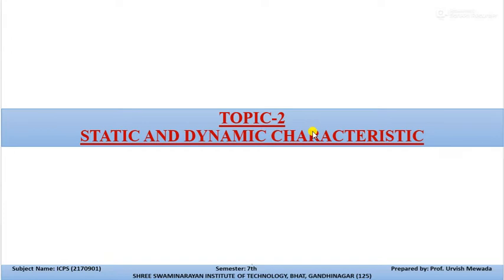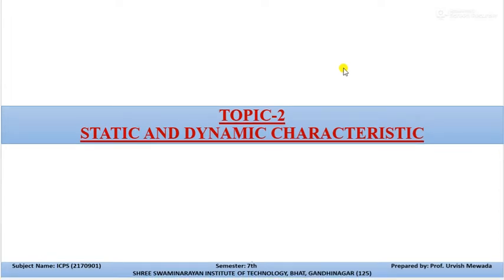First of all, what do you mean by static and what do you mean by dynamic? Static means whenever the input remains steady or varies very slowly. Dynamic means the input of the measurement system is continuously changing. So we'll start with the static and dynamic characteristics one by one, and we will check all the characteristics in detail.